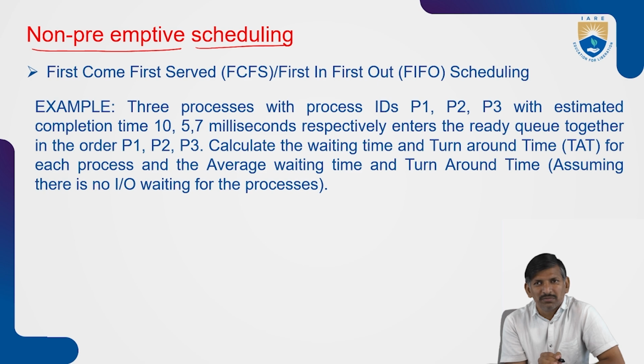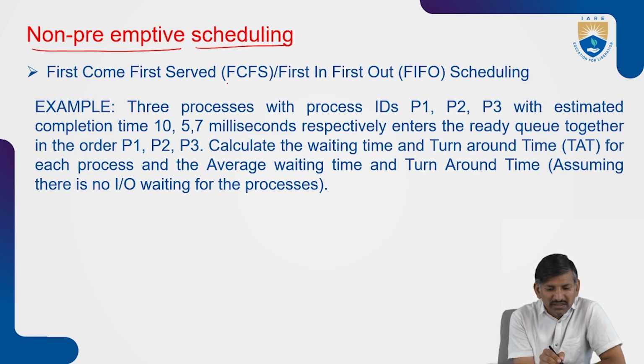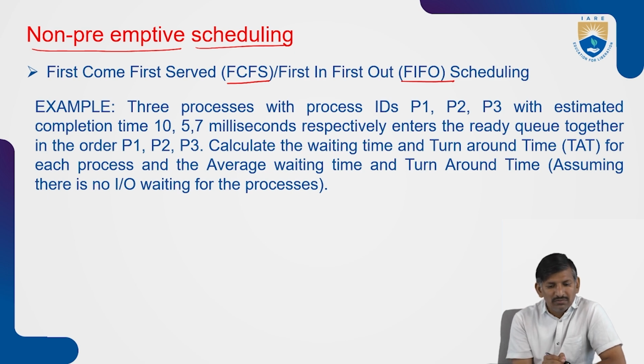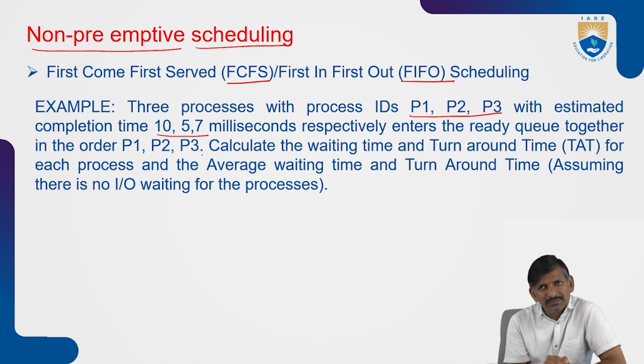That is called non-preemptive. Here we are following first come first serve. Okay, so read the problem. Here we are considering three processes, P1, P2, P3, with estimated completion times 10, 5, 7 milliseconds respectively. They enter the ready queue together in the order first P1, next P2, next P3. Calculate the waiting time and turnaround time for each process, and the average waiting time and average turnaround time.